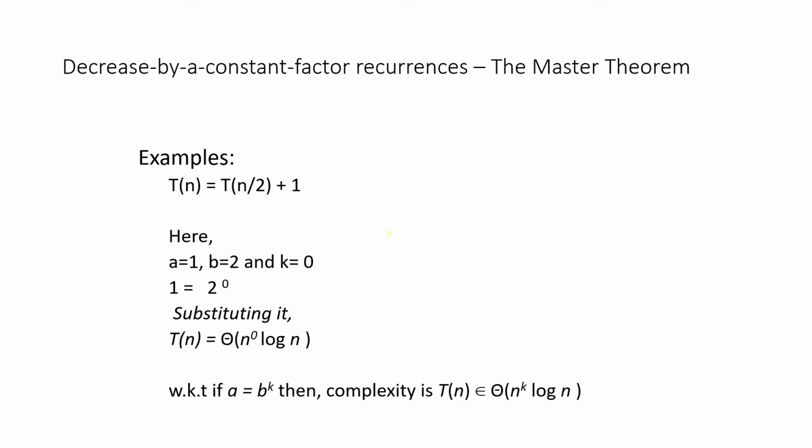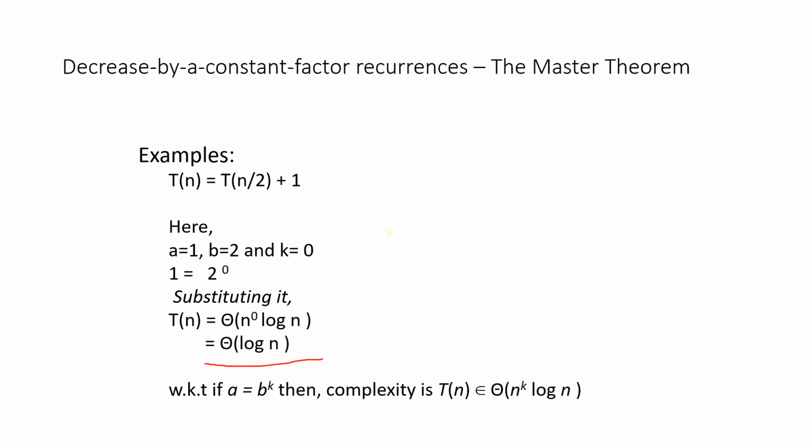So n^0 log n. What is n^0? It is 1. So 1 into log n gives the complexity. Log n is the complexity of this recurrence relation. Thus we have solved the recurrence relation using Master's theorem. Solving a recurrence relation which decreases by a constant factor is very simple. The only thing is we have to find the values of the variables a, b and k.